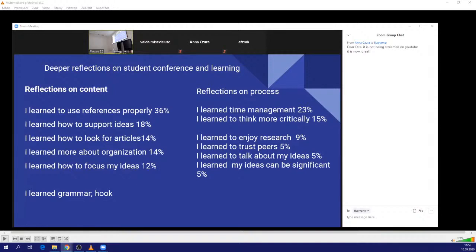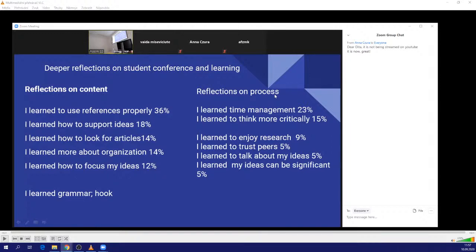I looked also at deeper reflections on what they learned in terms of content, but for me, more importantly, it was to look at actually the process, things beyond the content. So obviously on the content side, they learned to use references, how to support ideas, how to look for articles, organization, focus ideas, grammar, hook, a couple of people mentioned that. But it's actually very nice that students really looked at time management skills. They learned to manage time.